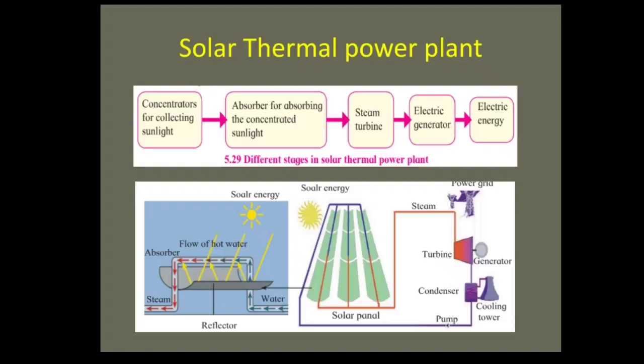Limitations: sunlight is available only during daytime. Thus, solar cells can generate power only during the day. In rainy season and in cloudy conditions, solar energy generation suffers.